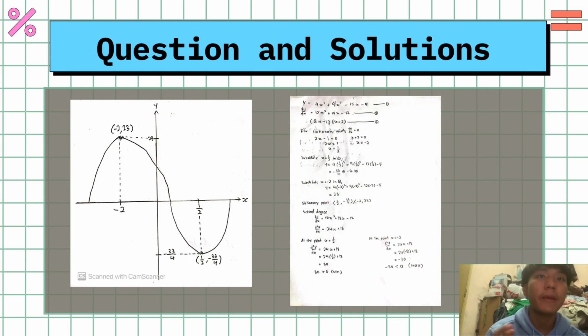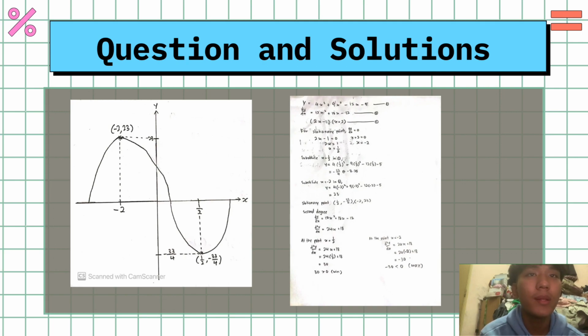So we get the stationary points. For the first stationary point, we get 1/2 for x and negative 33/4 for y. Then for the second stationary point, we have negative 2 and 23, x is negative 2, y is 23.